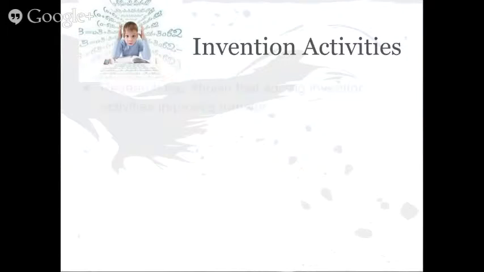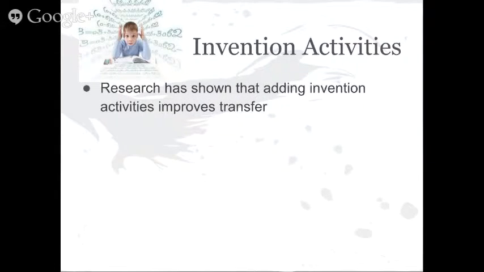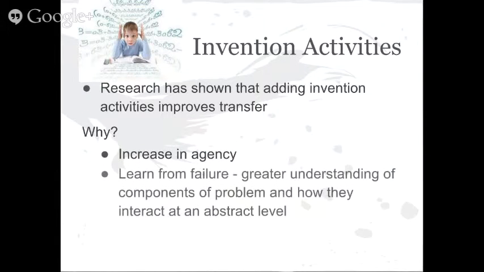These invention activities have shown improved transfer. And you might ask, well, why is that? What's happening? Greater increase in agency. Students are learning from the failures. By going through the process of invention, they're learning more about the components of the problem and how they interact, so they're getting a deeper understanding. And it's also been found to be quite a motivating type of activity.